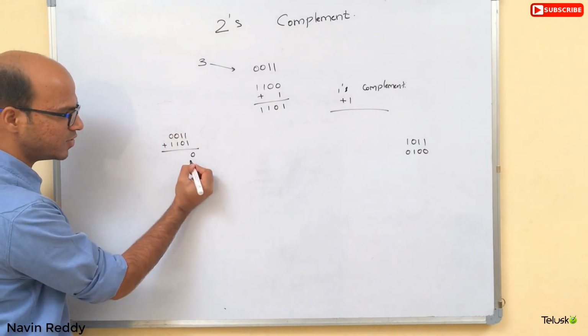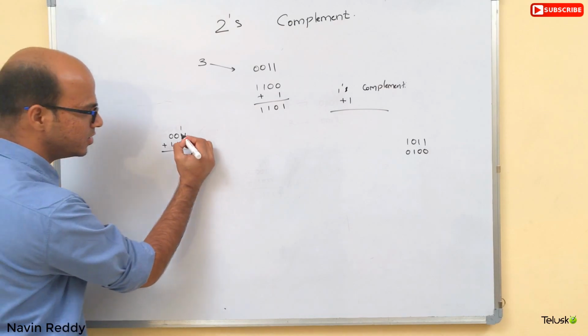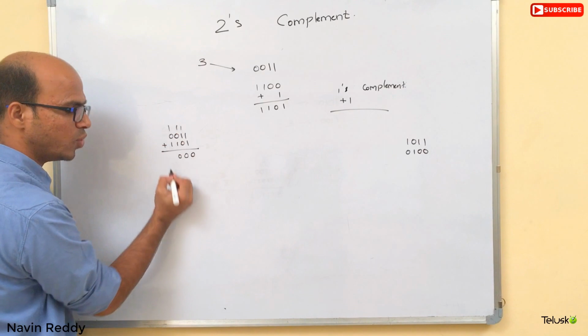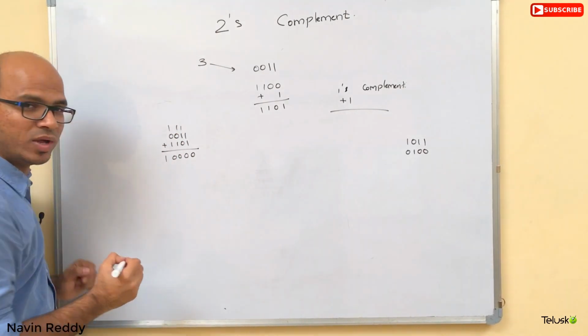We got 0 because 1 plus 1 is 0. Then we got 1 carry here. Then this is 1 plus 1 is 0. Then we got 1 carry here. 1 plus 1 is 0. We got 1 carry here. We got 0, and then we got 1 extra here.